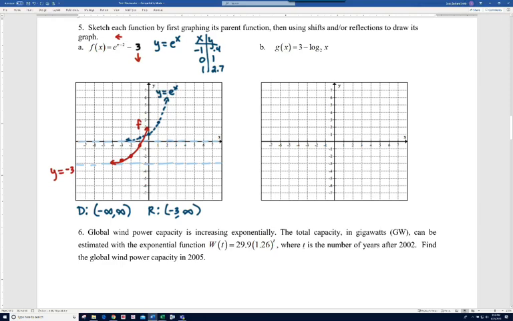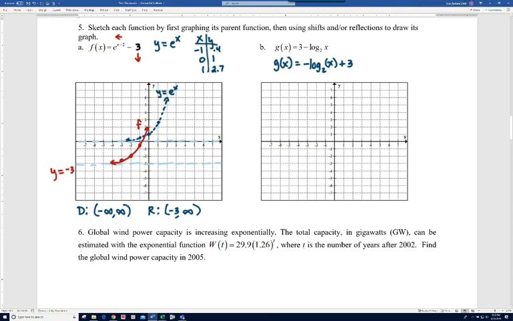infinity. All right, so let's go ahead and move on to b, which is g of x is equal to 3 minus the log base 2 of x. And I actually prefer to write it this way: g of x equals minus the log base 2 of x plus 3. The key is you have parentheses around this x to indicate it's not the log of x plus 3, it's the log of x, and then you're adding 3.